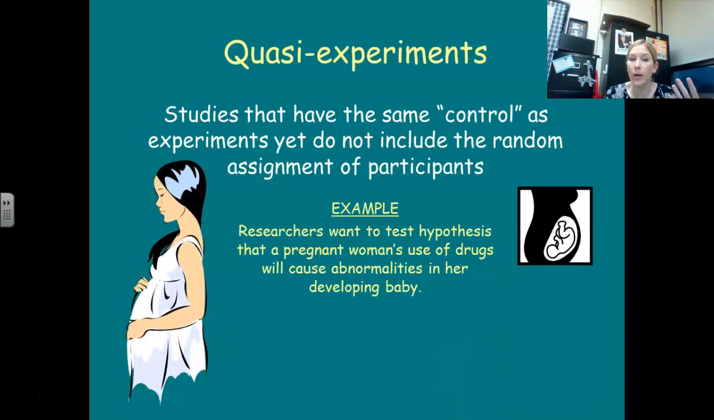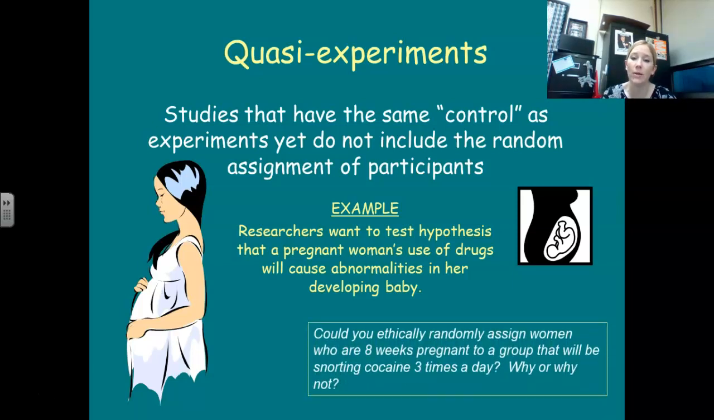So let's do an example here to help you understand how this could possibly work and not be like a full experiment. Researchers want to test the hypothesis that a pregnant woman's drug use is going to cause abnormalities in the developing baby. Well, you can't use random assignment of participants within this because you can't randomly assign who's going to take drugs and who's not. And further, it's not going to be a terribly representative sample because the only population that you're using is pregnant women. So men cannot be adequately assessed in here either. At the end of the day, you got to ask yourself, can you ethically do anything with this?